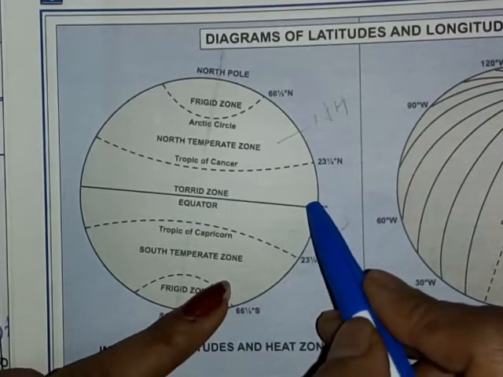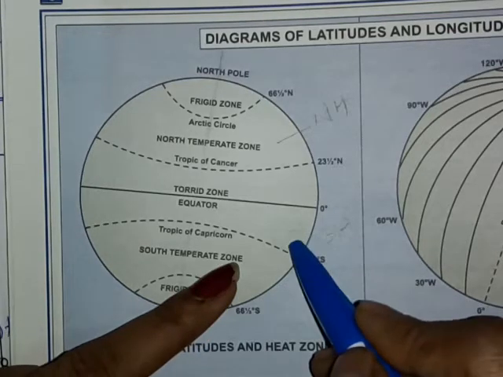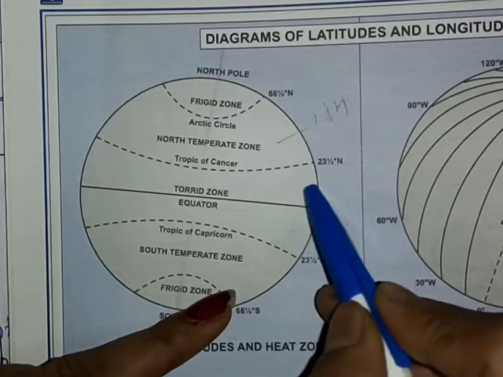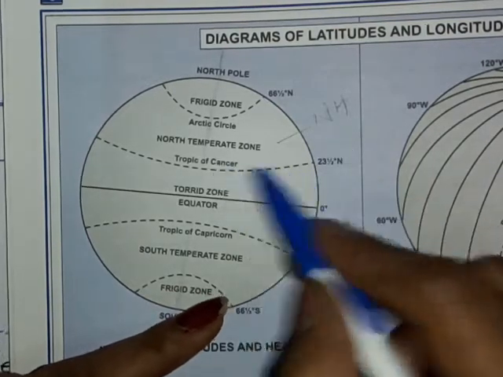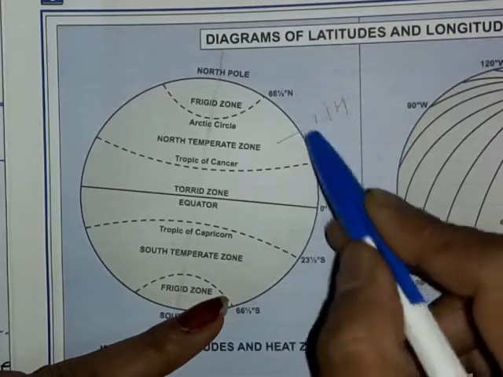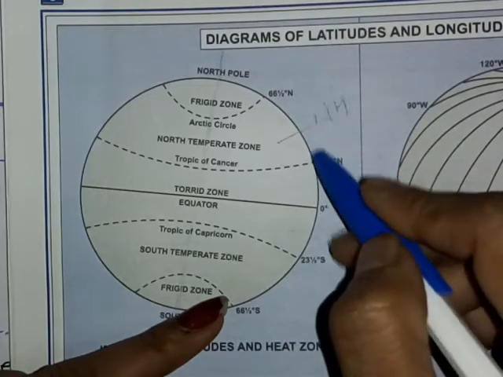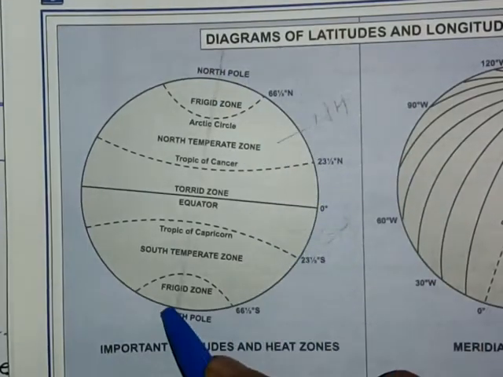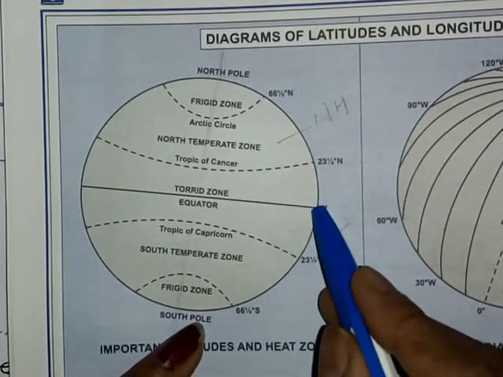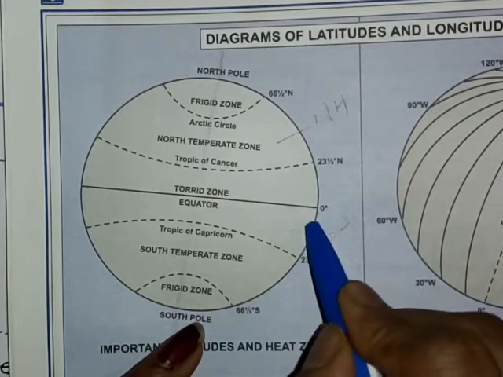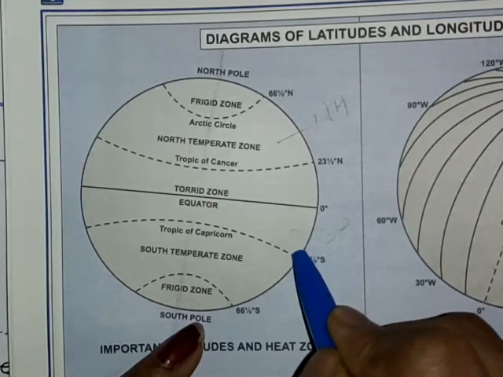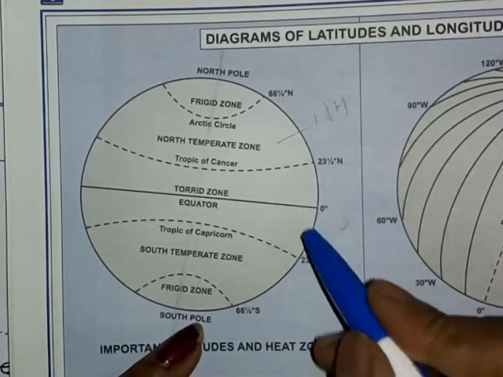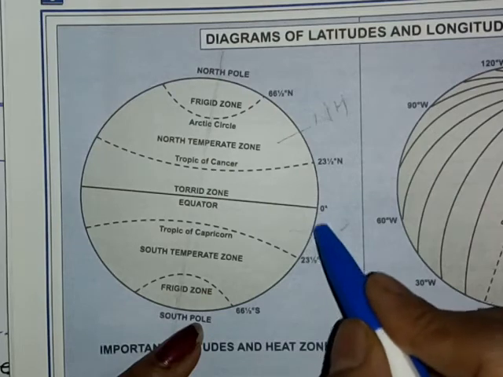So what is the distance between each degree? We have seen that these are divided by 1 degree. So 1 degree, then 2, 3, 4, 5, 6 up to 90 degrees this side, and here also from 1 to 90 degrees. So the distance between each degree, that is 0 to 1 degree, 1 to 2 degree, 2 to 3 degree, the distance between each degree is 110 kilometers. How much? 110 kilometers distance is there.